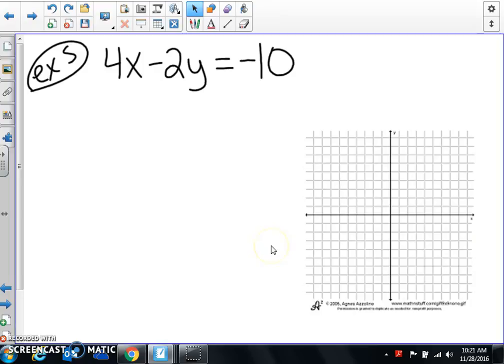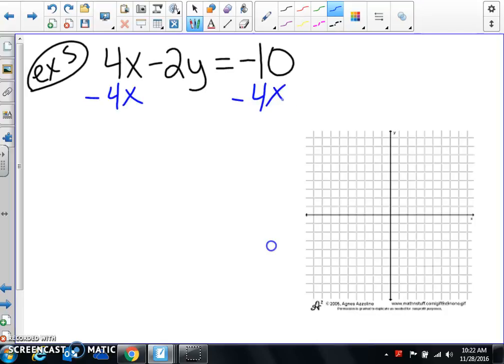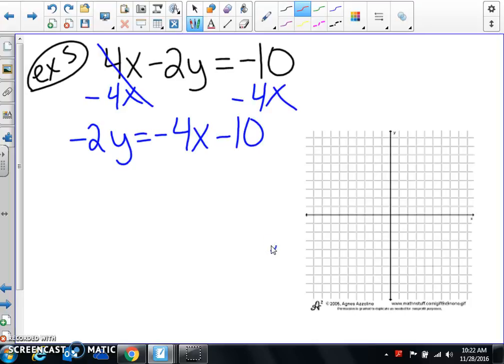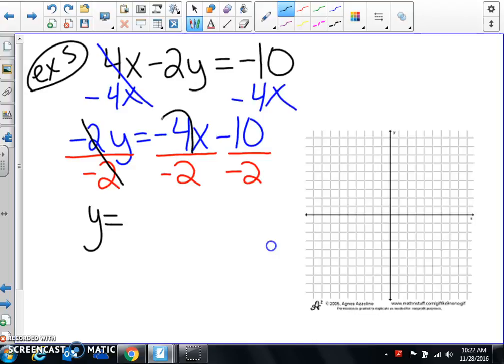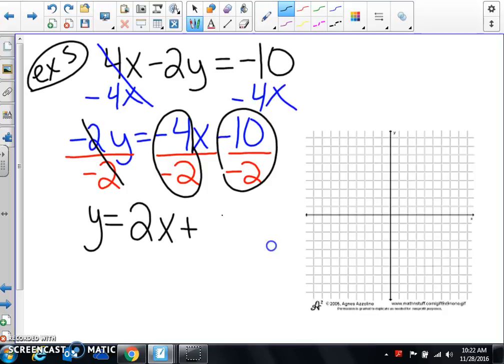All right, so this is not y equals mx plus b. So like we did a minute ago, we've got to convert it. So I need to make it y equals, so I subtract 4x over. I have -2y equals -4x minus 10. Now I divide both sides by -2. Those cancel. Y equals a negative and a negative is a positive. 4 divided by 2 is 2, and then x. Negative and a negative is a positive. 10 divided by 2 is 5. Now it's in y equals mx plus b. So my y-intercept is 5.